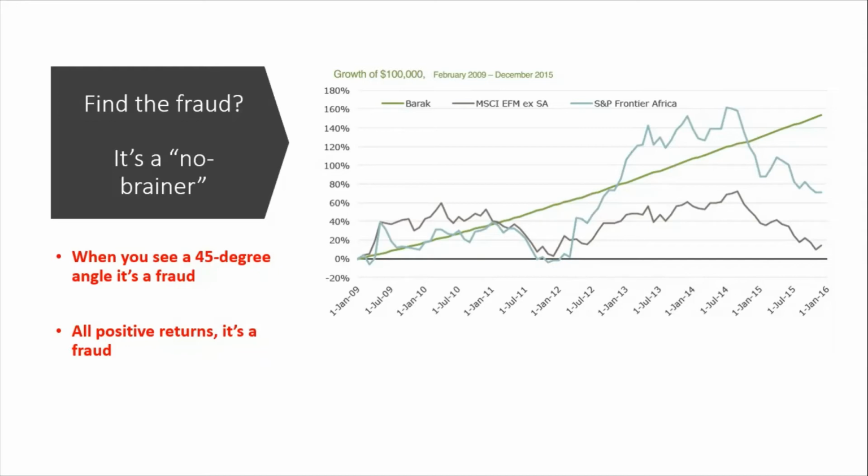So what we see here is a fraud in green, and we see real equity indices. The MSCI Emerging and Frontier Markets Index, excluding South Africa, is the brown line, and you'll see what it's done. It's been all over the place. It's been up, it's been down, it's been up, it's been down. Same with the S&P Frontier Africa Index. It's been up and it's been down.